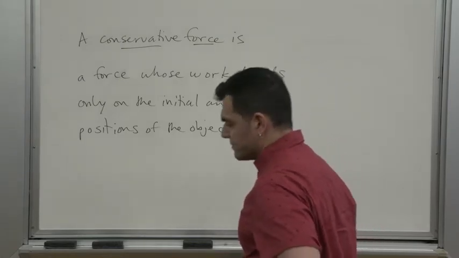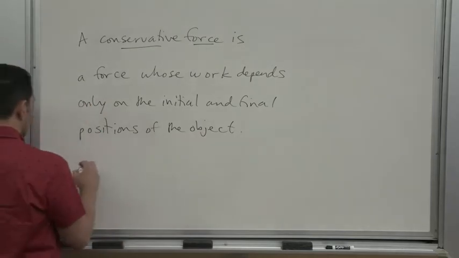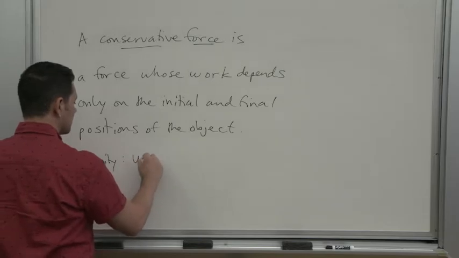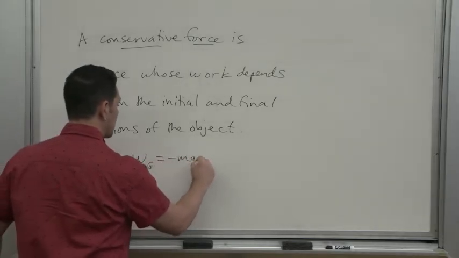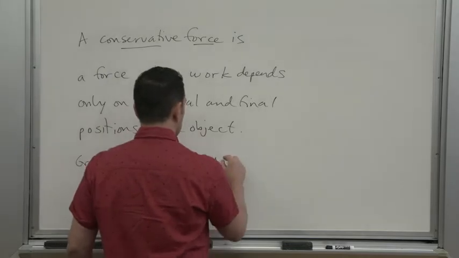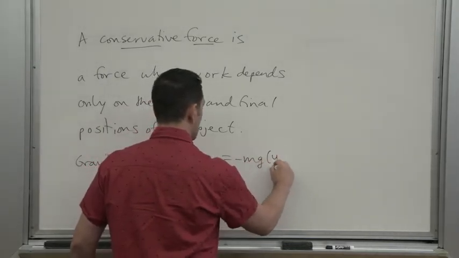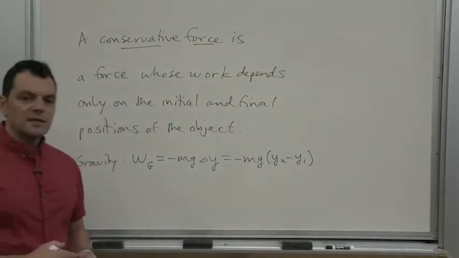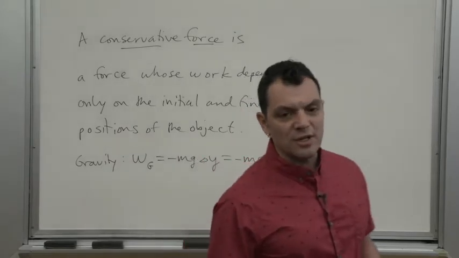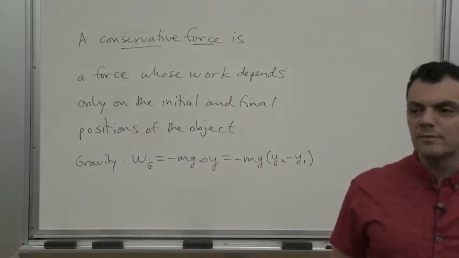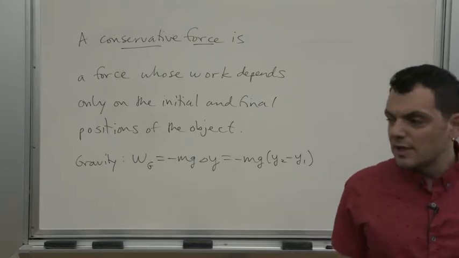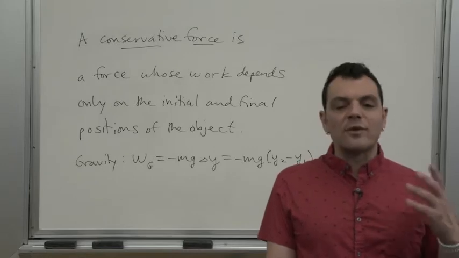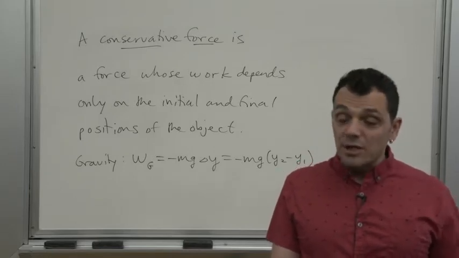Okay, so let's take a look at our forces. Let's look at gravity. So gravity, the work done is minus mg times delta y, which is minus mg times (y2 minus y1). This says that if the object starts out at an altitude of y1 and ends up at an altitude of y2, we know exactly what the work is that's done by gravity. We don't know anything about how it got from y1 to y2, and we don't need to know.